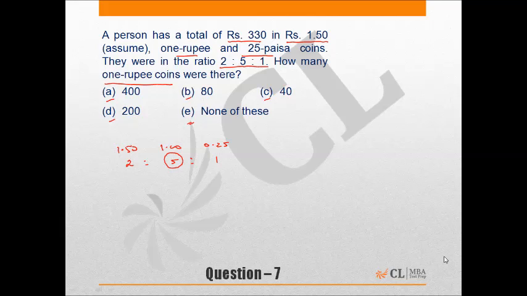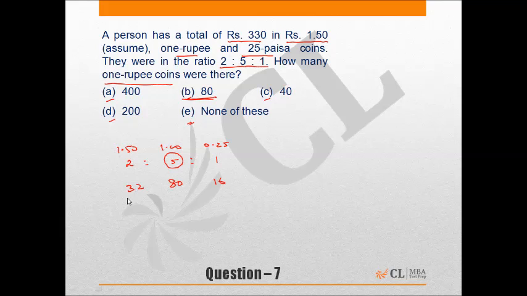Alternately, you could start checking the choices. Even though we have not been able to eliminate any choice, nothing stops us from checking them. For example, let me assume that 80 is the answer. If there are 80 1 rupee coins, that means the number of 25 paisa coins should be 1/5, which is 16, and the number of 1 rupee 50 paisa coins should be 32.